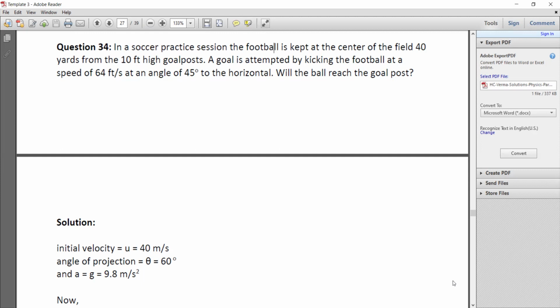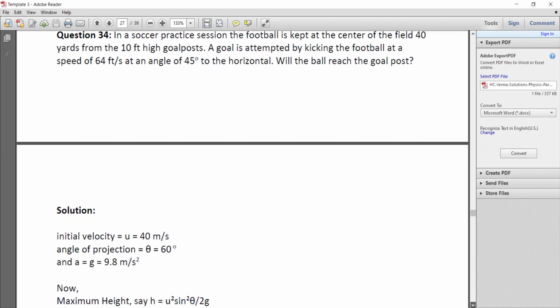Question 34. In a soccer practice session, the football is kept at the center of the field, 40 yards from the 10 feet high goalposts. A goal is attempted by kicking the football at a speed of 64 feet per second at an angle of 45 degrees to the horizontal. Will the ball reach the goalpost?